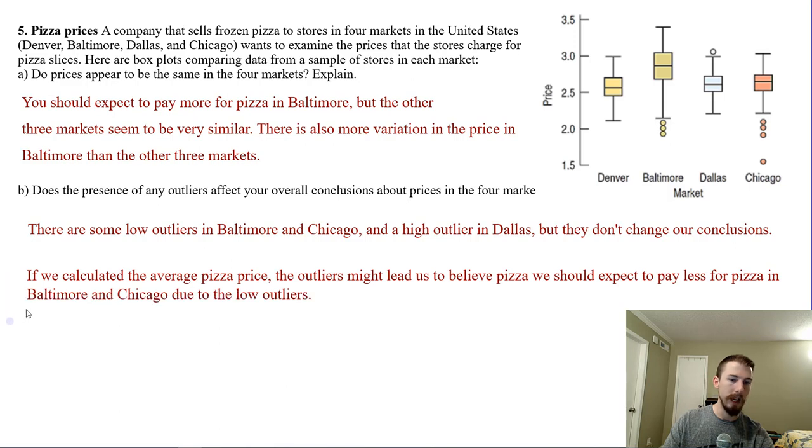If we calculate the average pizza price instead of using the median, the outliers might lead us to believe that we should pay less for pizza in Baltimore due to these outliers. So it might lower that and make us think that it was lower than what we would really actually be paying, which would be the median price, more than likely. In Baltimore and Chicago, due to the low outliers, especially Chicago, the average price for Chicago would be skewed to be cheaper than everyone else, when that wouldn't tell the true story, because we're actually going to expect to pay about the same for the interquartile range as Chicago and for Denver.